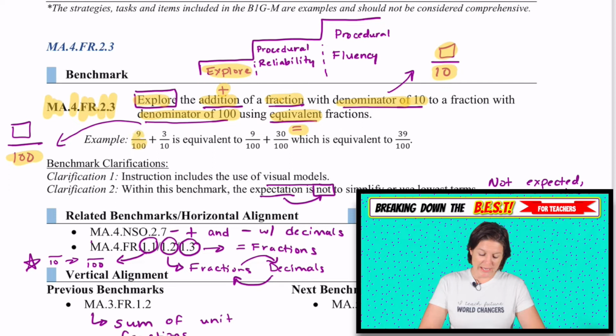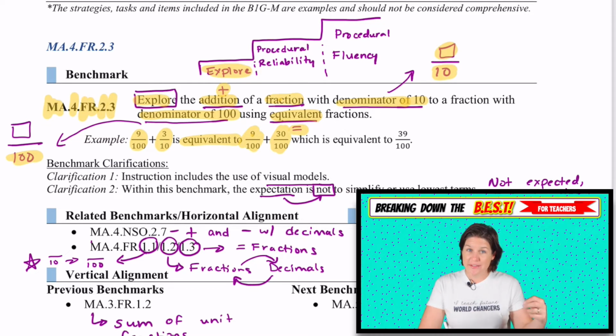For example, if we had 9 hundredths plus 3 tenths, notice that we have a denominator of 100 plus a denominator of 10. We could say that this is equivalent or equal to 9 hundredths plus 30 hundredths because 3 tenths is equivalent to 30 hundredths, which is then equal or equivalent to 39 hundredths when we add that all together.